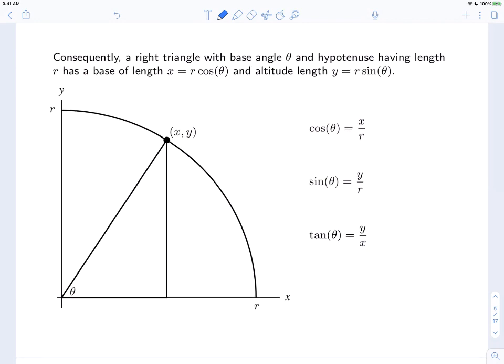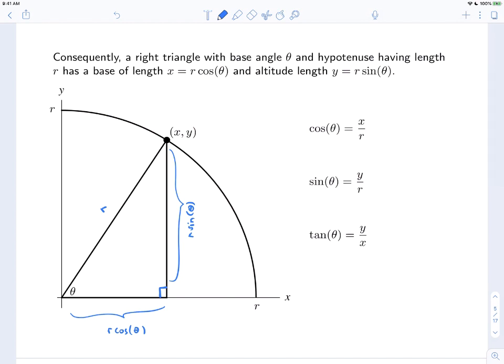Consequently, a right triangle with base angle theta, referring to this angle here, and hypotenuse having length r, which is this length here, so let's just label that r, has a base length of x, which is r cosine theta. So that's this length right here. This is a right triangle, so maybe I'll put that little indication there. The altitude, or the height of this right triangle, is given by the y-coordinate, so that's r sine of theta. So that's this length right here. So it's r times sine of theta, like so.